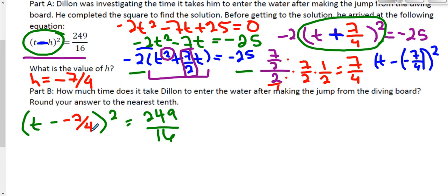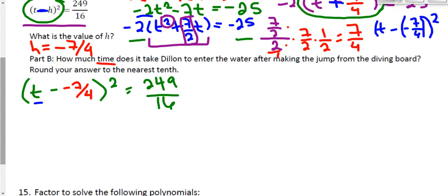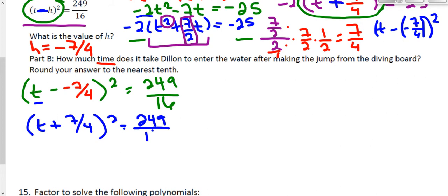And all we have to do here is solve for time. How much time? So we're going to be looking for the t value right over here. So all we have to do is solve this equation for t. Let's go ahead and take a look at that. So this is t plus 7/4 squared, and it equals 249/16. Now our job is to get t alone. So if we take a look at what's happening to t, we're adding 7/4 and then squaring. So we're going to have to square root and then subtract. So we're just going to have to undo the things happening to t in the opposite order.